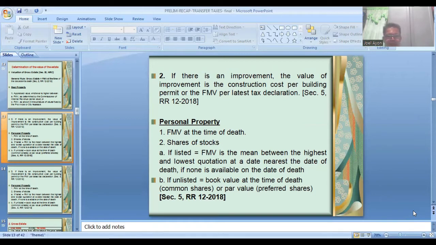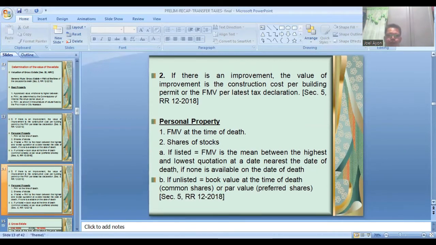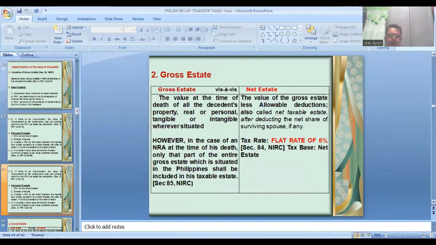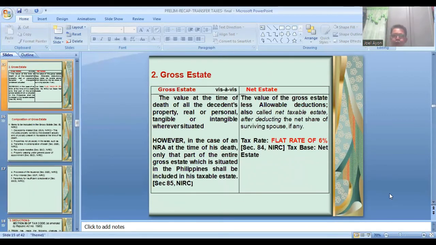If it is unlisted, then the book value at the time of death for the common shares, or par value for the preferred shares, as stipulated again in Section 5 of RR 12-2018. Right, so moving forward. Okay, now let's proceed to the gross estate.